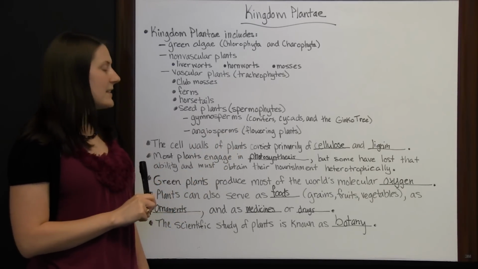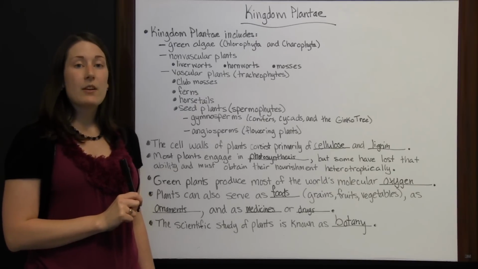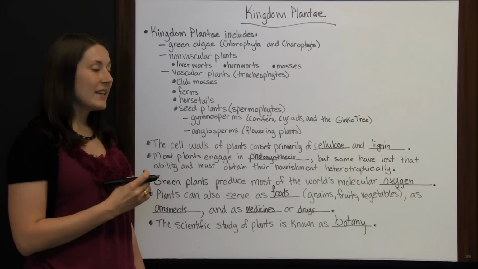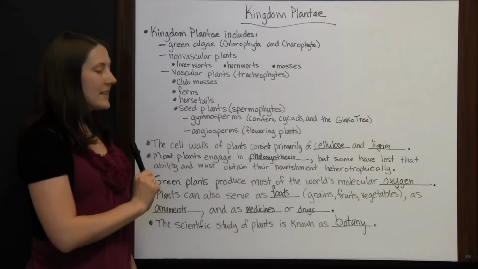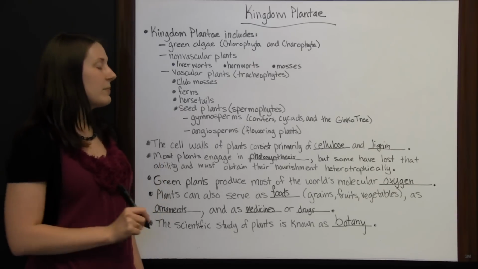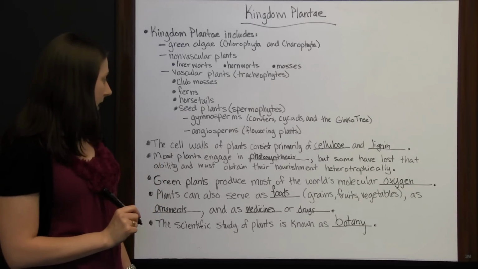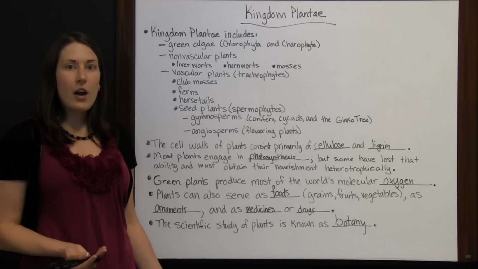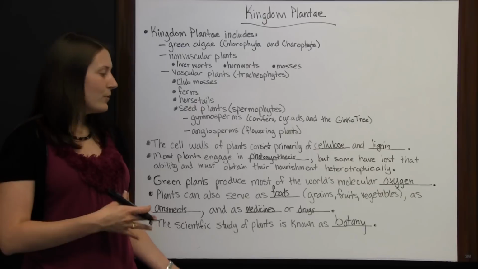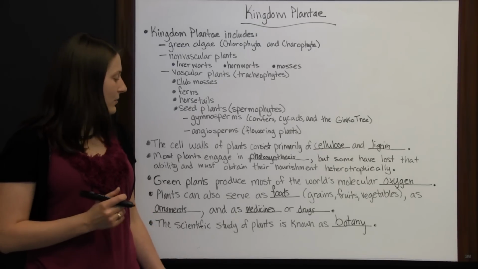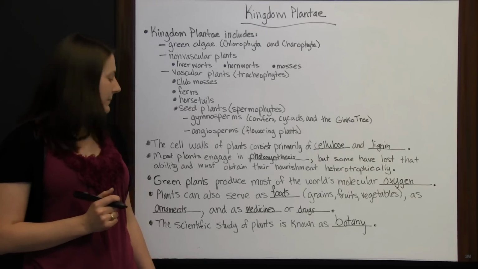Keep in mind that the cell walls of plants are made up of cellulose and lignin, where in fungi we had them made up of chitin. So that is a key difference between a plant and a fungus, is that the cell walls of plants are made of cellulose. Most plants are going to engage in photosynthesis, and plants have lots of uses, both as food or as an ornamental or decoration purpose or for medicines.